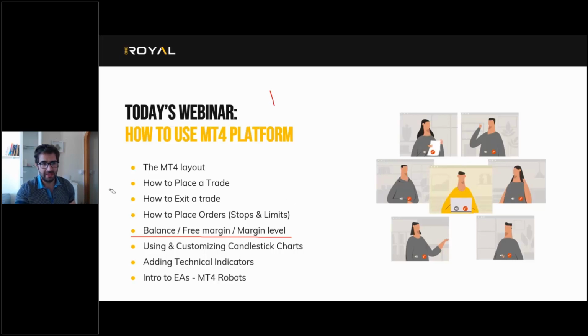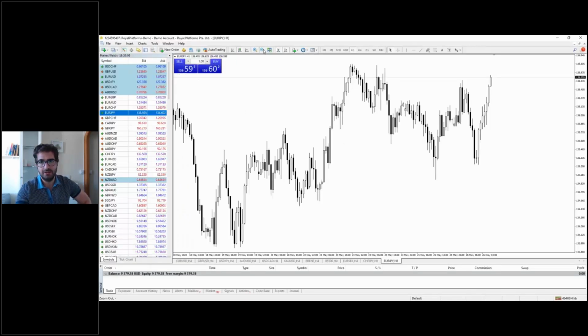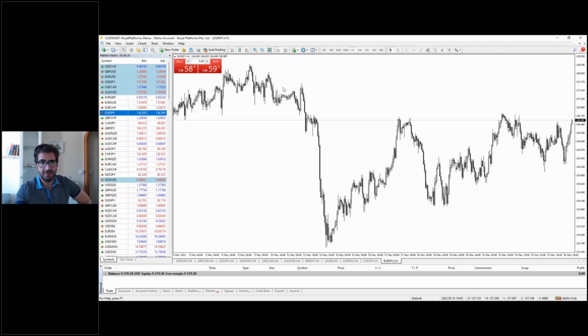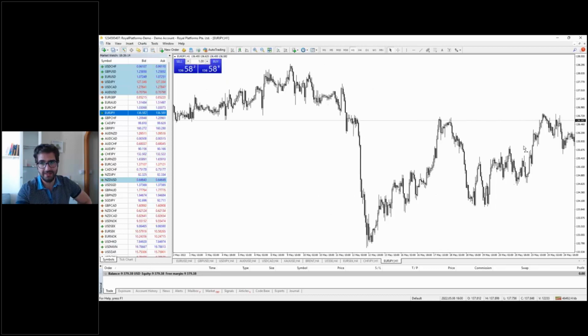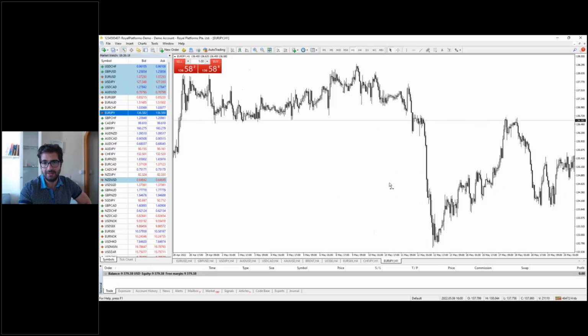Another thing that I would like to talk about is customizing this chart. If you would like, you can zoom in here, zoom out. You can go back in time, but you need to press this button here. If you don't press it, then automatically MT4 will bring you back to the current market price.